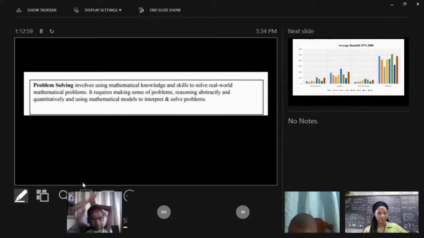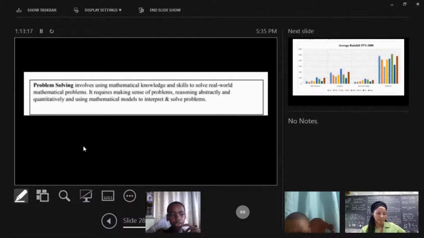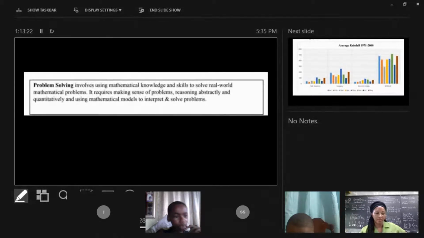Please read it again, Coleman. Sure. Problem solving involves using mathematical knowledge and skills to solve real world mathematical problems. It requires making sense of problems, reasoning abstractly and quantitatively, and using mathematical models to interpret and solve problems. All right, thank you, Coleman.